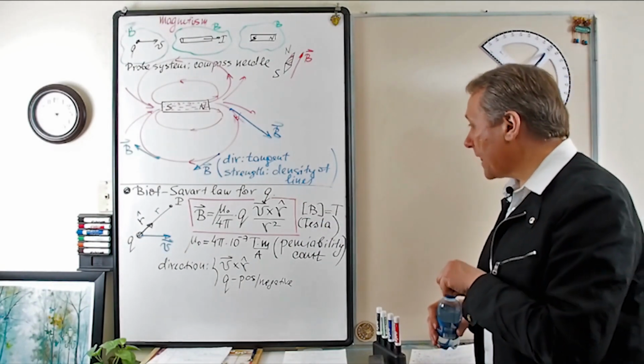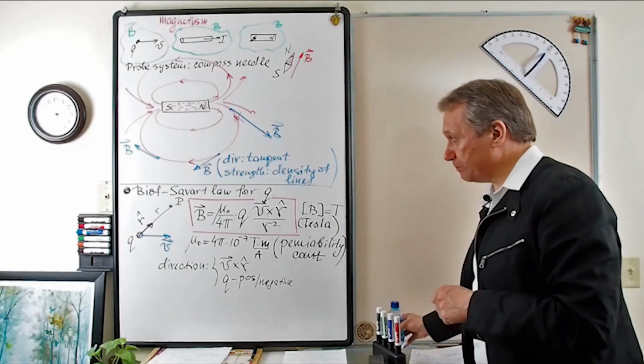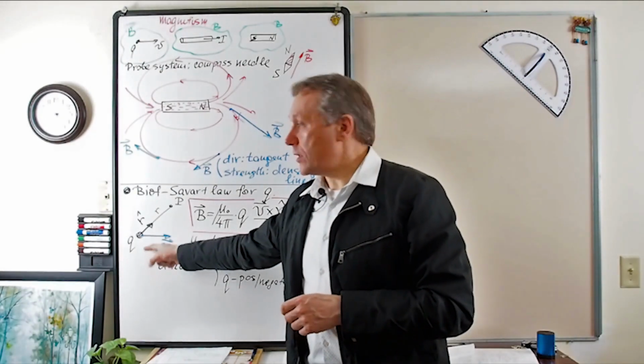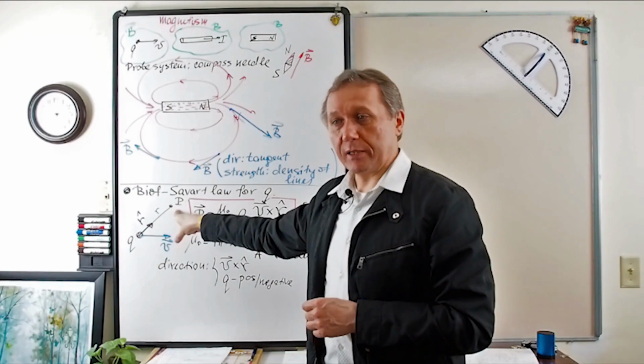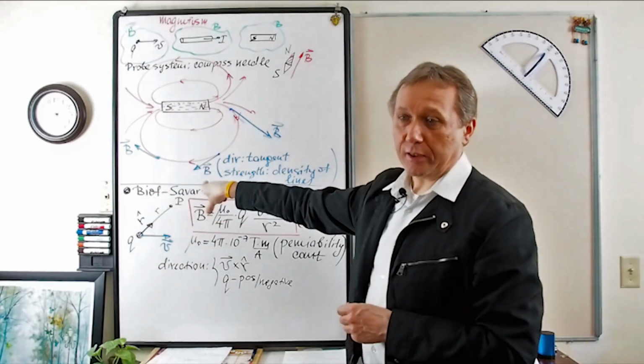Again, in this particular case, if charge is positive, the direction of the magnetic field will be towards you. If charge is negative, the direction of the magnetic field at this point P will be into the board.